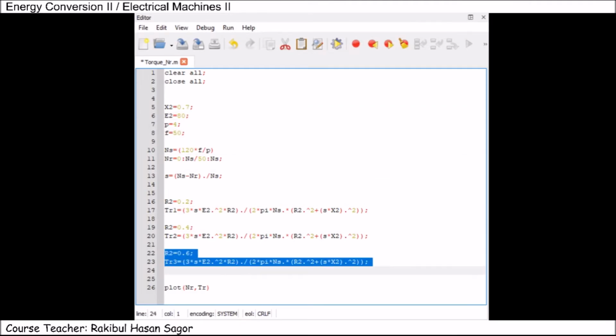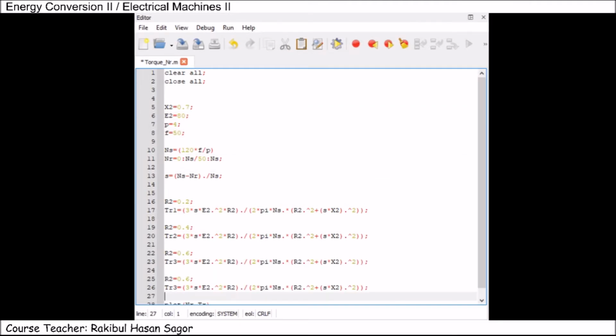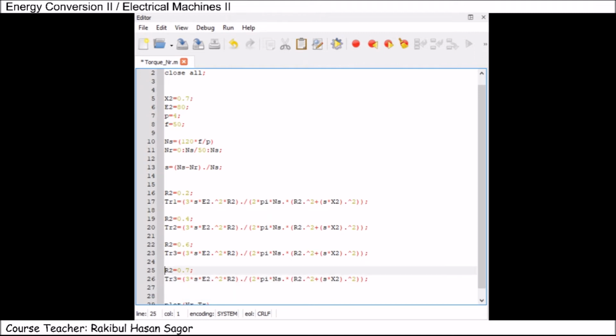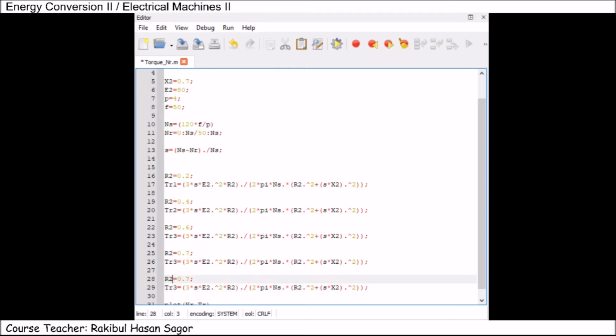So we'll copy and paste here. This is 0.7. Then we'll keep increasing. We'll take R2 equal to 0.9. Now this should be named as tau 4. Should be named as tau 5.